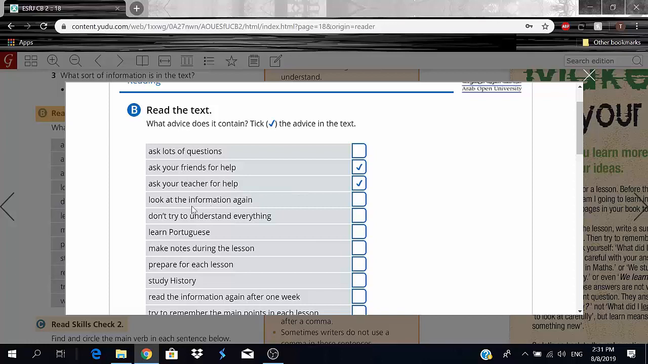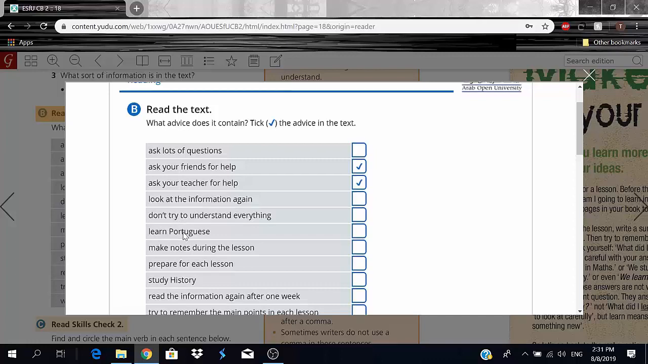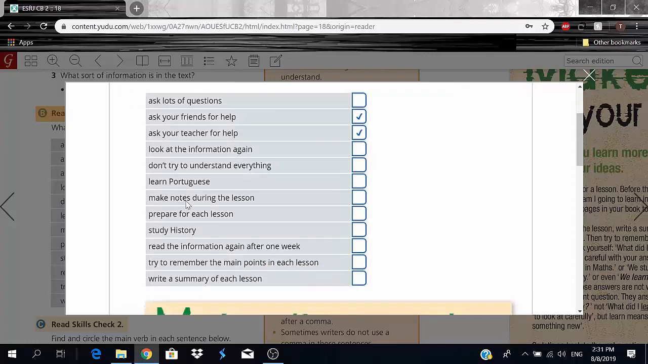No, they did not say that. Don't try to understand anything. They did not say that. Learn Portuguese. Nope. Make notes during the lesson. No. Prepare for each lesson. Yes, they did. Study history. Nope. They didn't specify history. They just gave an example about it. Read the information again after 1 week. That is true, you guys. Try to remember the main points in each lesson. That is true as well. Write a summary of each lesson. That is also true.